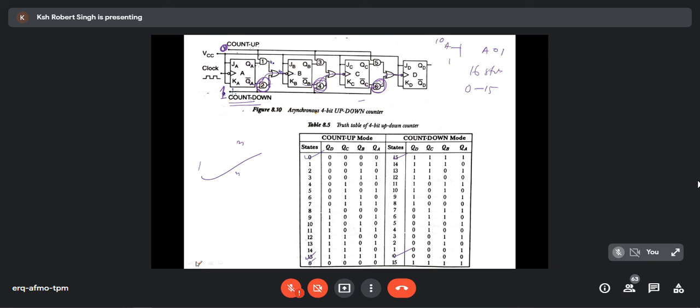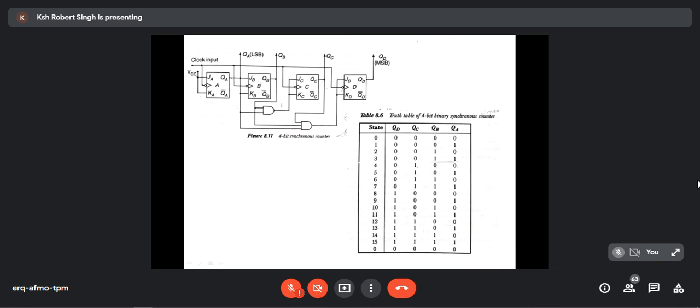Good. Then for up counter, reverse is the case. Now, this will be 1. This will be 1. This will be 0. So if it is 0, this will not work. This will not work. This will not work. This will work. QA will come here. This will work. QB will go here. This will work. QC will go here. So it will perform up counter. Is it okay? Yes, sir.